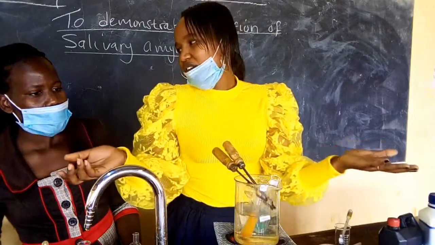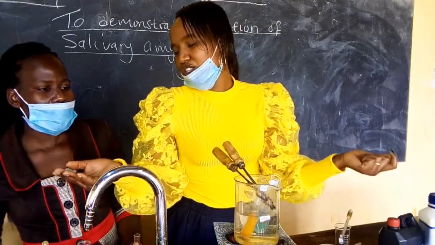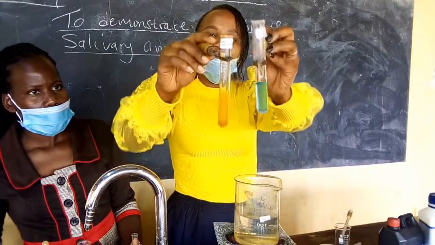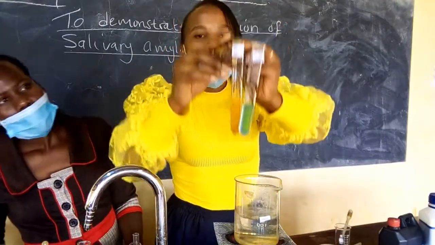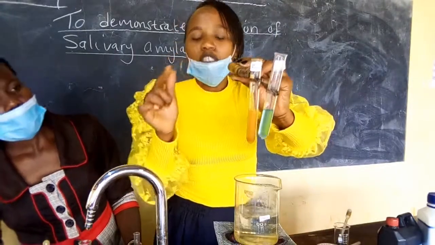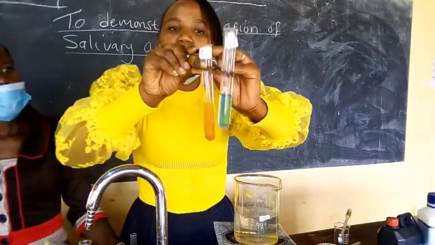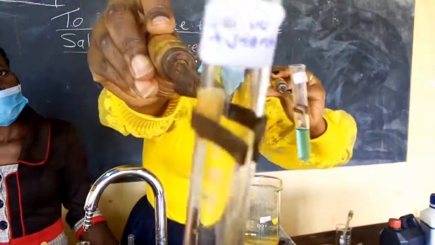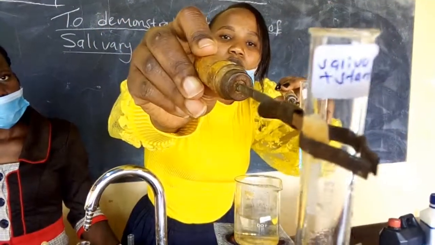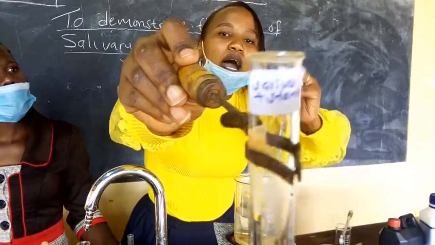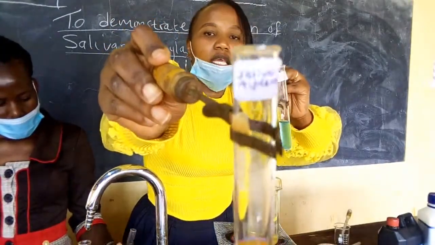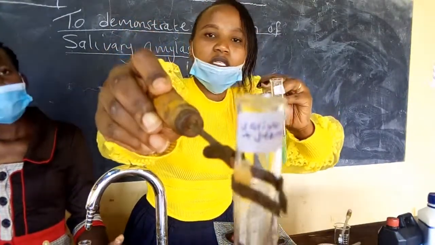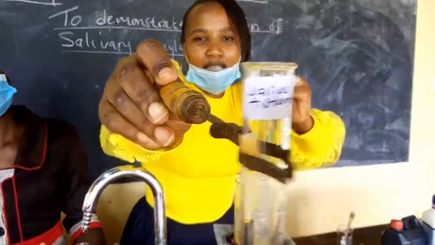We don't have to wait even for the 5 minutes to finish, because already we have the result. We can see the result. An orange precipitate has been formed in the test tube that contained saliva and starch. And actually the starch has been broken down into its constituent monosaccharides.